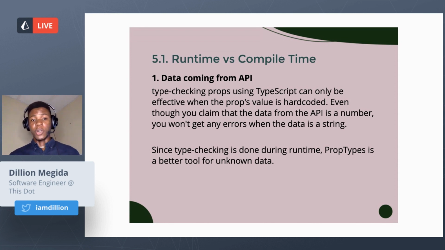So when you are type checking props using TypeScript, this can only be effective when the props value is hard coded. If the data is coming from an API, you would never be sure if that data is a number or a string. Even if you have claimed that this data is a number, if the data eventually becomes a string, you would never get a warning. But unlike TypeScript, since prop types is just like your regular JavaScript and it is always executed, if you get a different type other than what is expected, you would get the error or the warning in your console. And let's quickly look at that here.